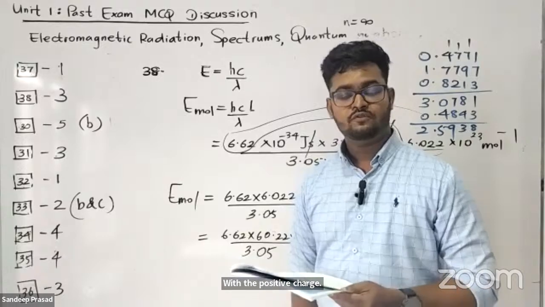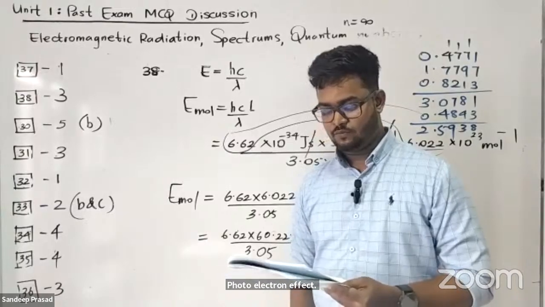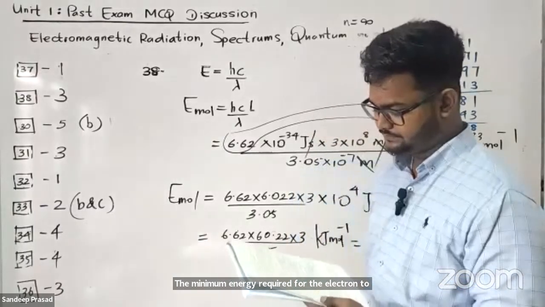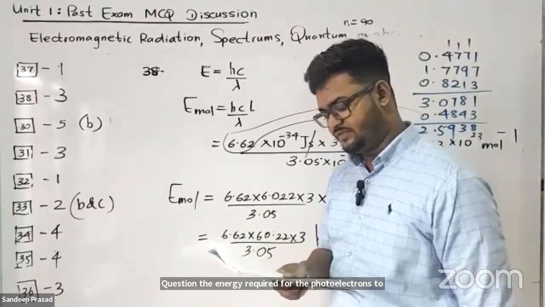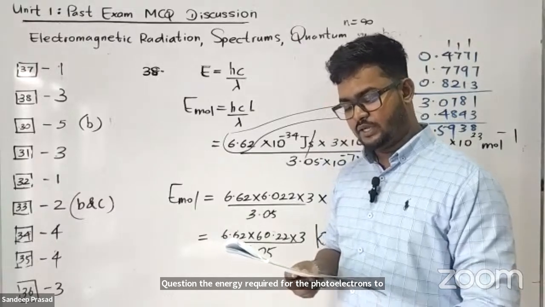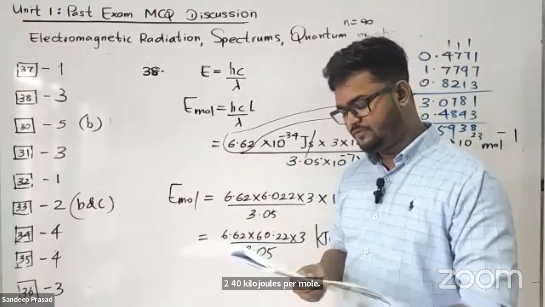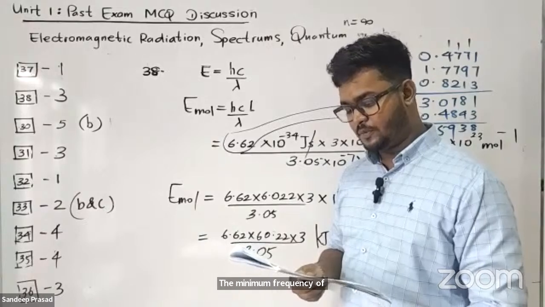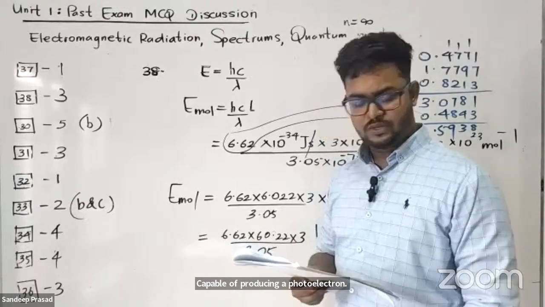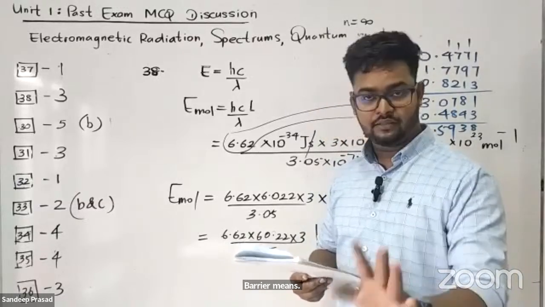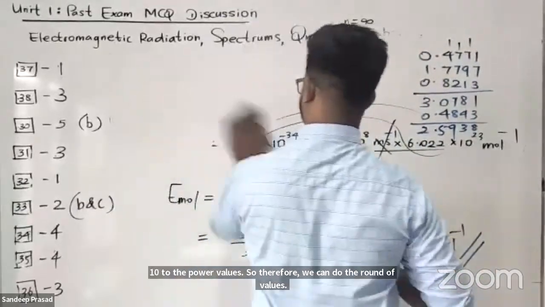So this is actually known as the photoelectric effect. The minimum energy required for the electron to escape varies from one metal to another. Question. The energy required for the photoelectrons to be ejected from the surface of barium is 240 kilojoules per mole. The minimum frequency of light capable of producing a photoelectron in barium is. Look at that, all the values are whole numbers: 6, 5, 2, and 10 to the power values. So therefore, we can round the values and go for the answers.